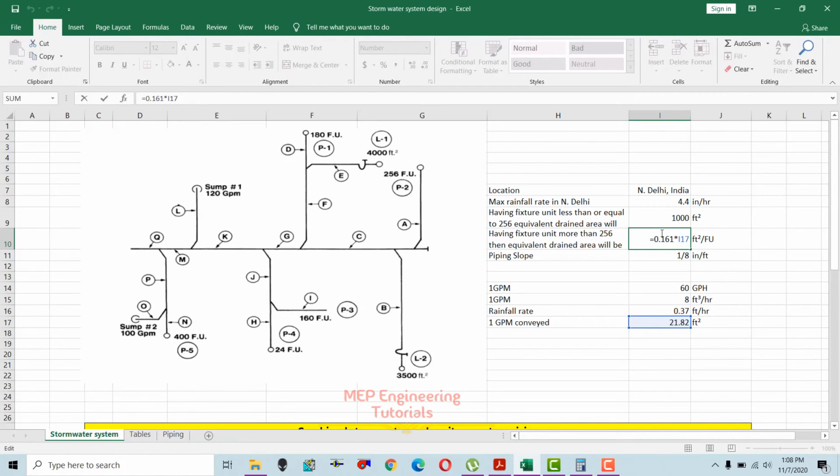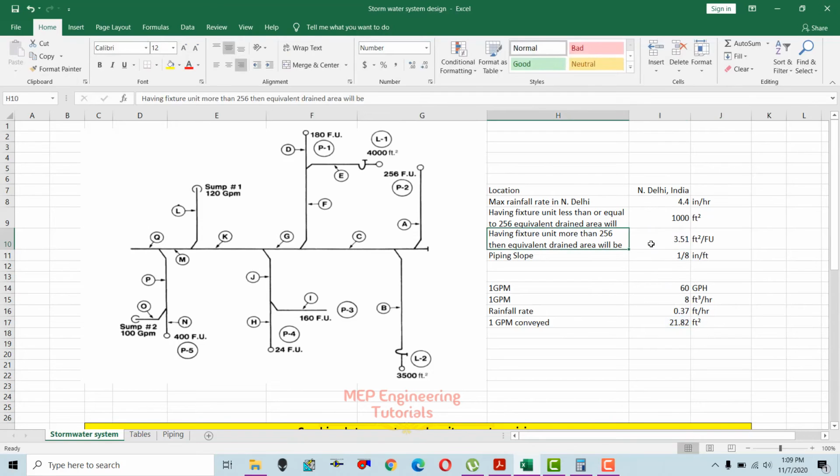And how did we get 0.161? Every fixture unit after 256 required 0.161 GPM. So that's why we write 0.161. We talk about 1 GPM being 21.82. Once you multiply these two, you will get 3.51 square feet per fixture unit, and this will be used only if you have more than 256 fixture units. Then each fixture unit's drainage area is 3.51 square feet per fixture unit.